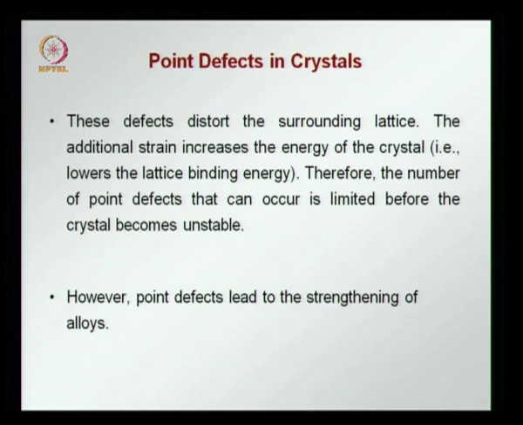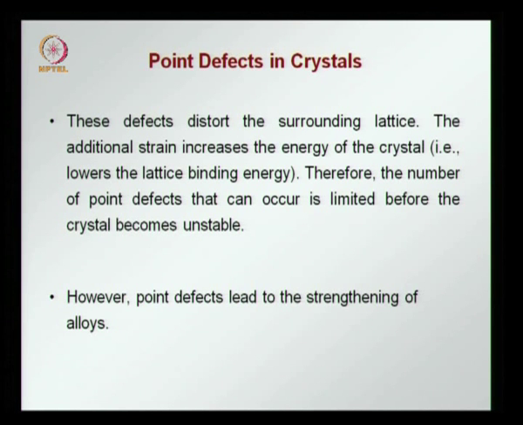The point defects distort the lattice structure of the crystal, and this leads to additional strain being introduced in the lattice. This increases the energy of the crystal and the lattice binding energy is decreased. If you remember from the previous lectures, we said that a stable structure is always that which has the lowest energy, because when the lattice energy or the potential energy is lowest, you have the highest binding energy.